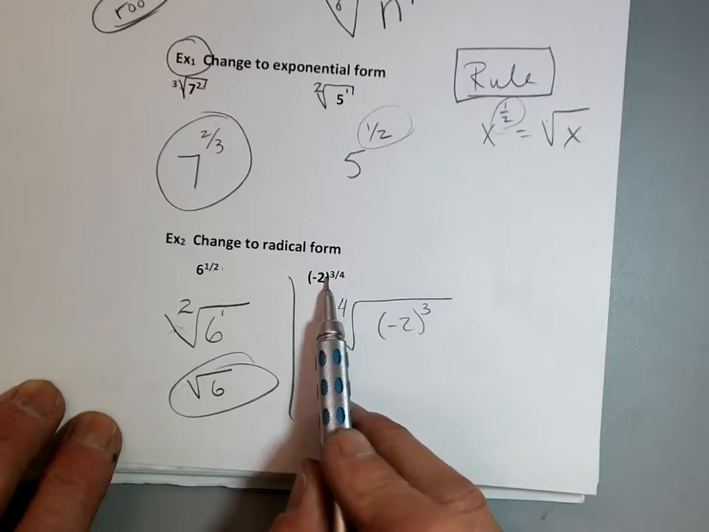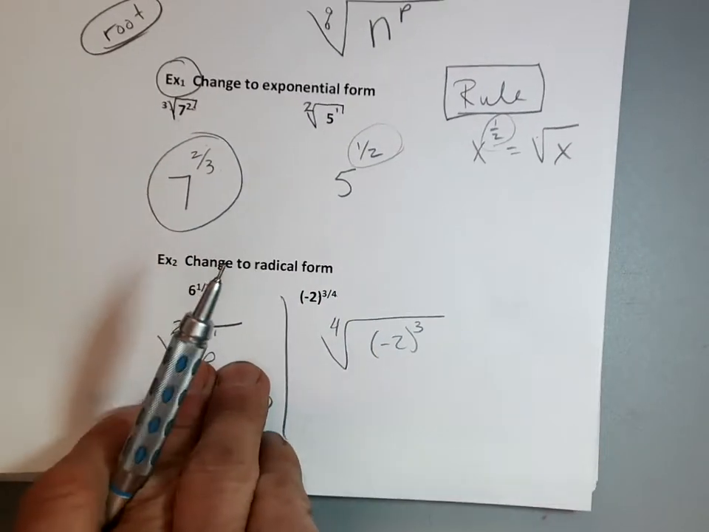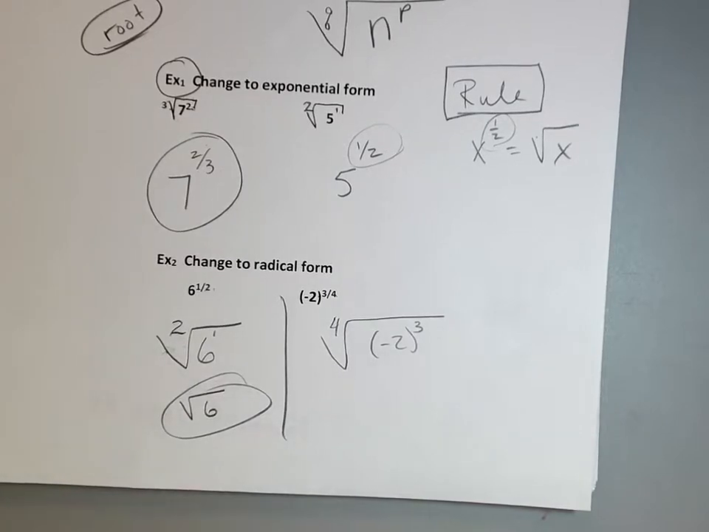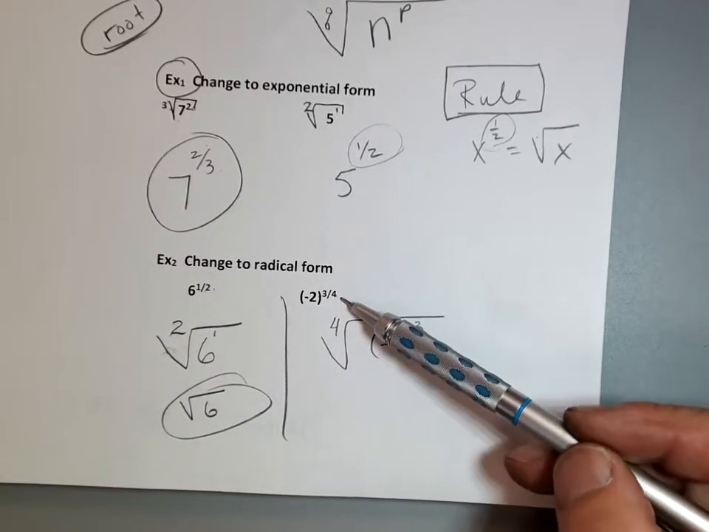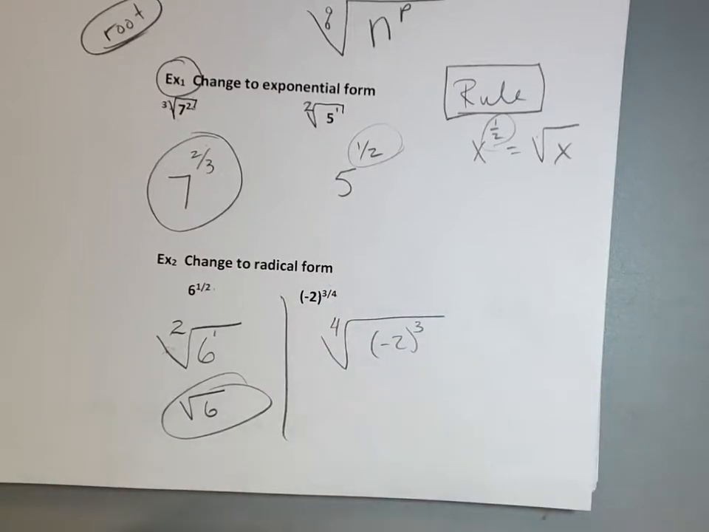Root and power. Okay, ready for me to turn the paper? No. Okay, I'll wait for you. Okay, the bottom number of the fraction is your root. The top number of the fraction is your power, okay? Now we're going to flip the page. We're going to see some examples of this, okay?